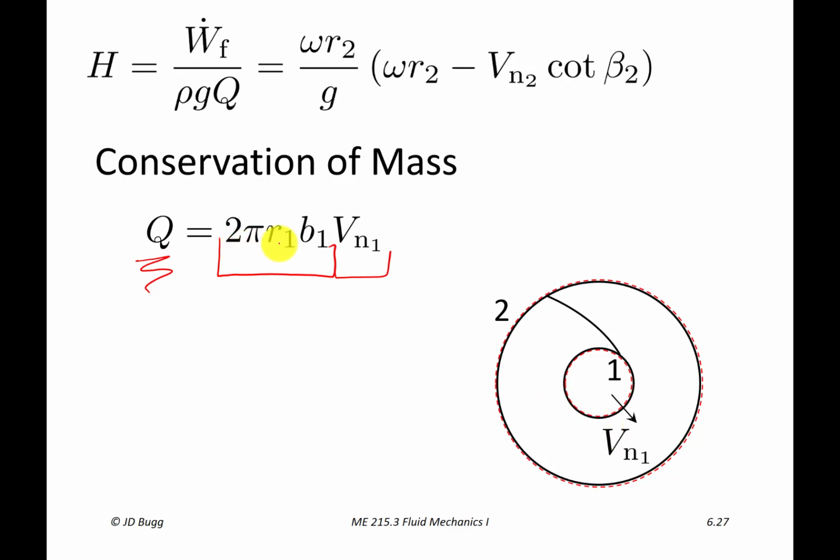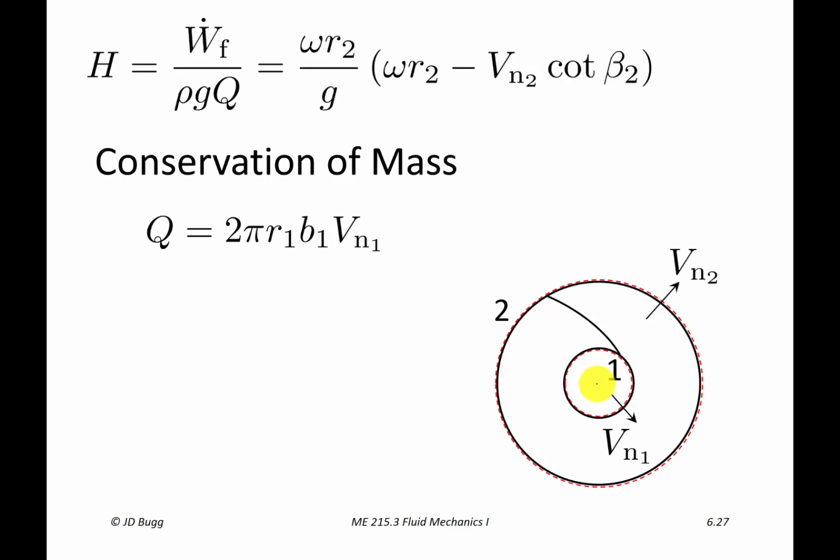2 pi r1 is the circumference of this circle. And B1, this is the first time we've seen B1 show up in an equation, is the length of this little cylinder. Remember that this impeller has some thickness in and out of the screen, and at the inlet that thickness is B1. So 2 pi r1 B1 is the area of the inlet, and then Vn1 is the speed normal to that surface. So our volume flow rate is given by that.